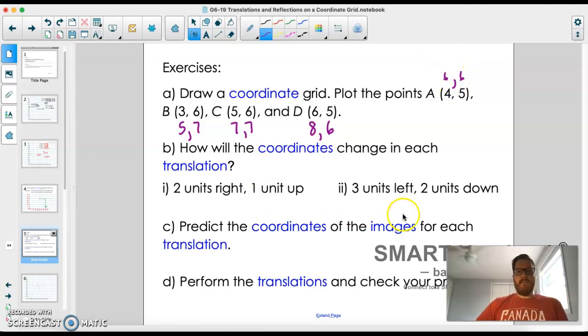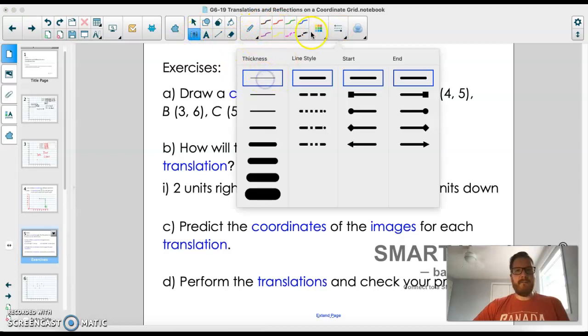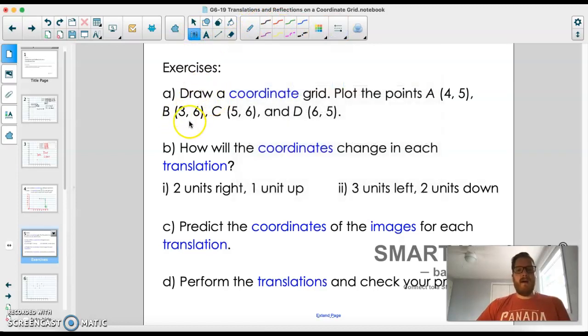Okay. Now if I go 3 units left and 2 units down, I can change my color again. Actually, I can erase these for a quick sec. So now we have left and down, which means, I'll get a thinner line again. So 3 units left, which means decrease. So that goes to a 0. 2 units down also means decrease. Okay, 3 units left means decrease. 2 units down means decrease.